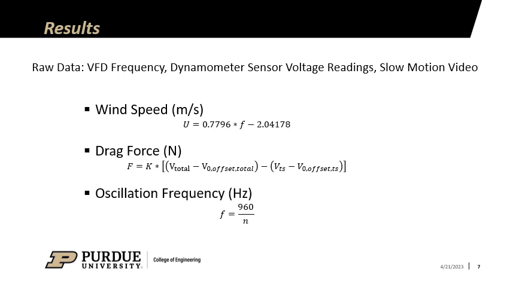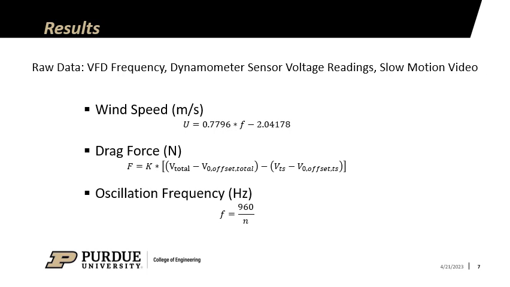We then converted the dynamometer voltage readings into drag force using the drag force equation. K is the calibration constant, V total is the voltage reading at the specific data point, V naught offset total is the reading with the model stationary, VTS is the reading of the model without the flag at the test speed, and V naught offset TS is the reading of the model without the flag and stationary.